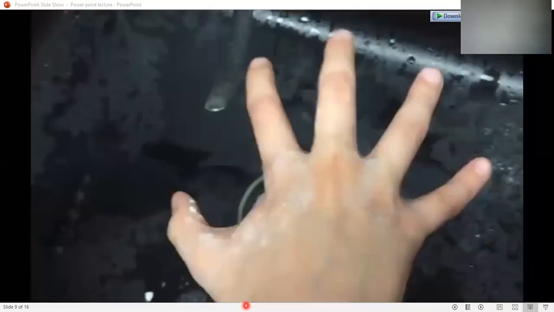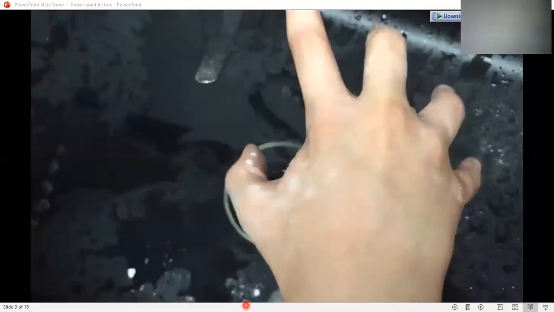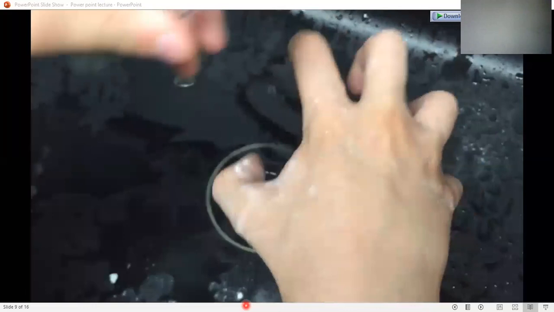Spilling chemicals on yourself can be very painful. If you should accidentally spill chemicals on yourself, immediately wash the area with water. Report the spill to your instructor.